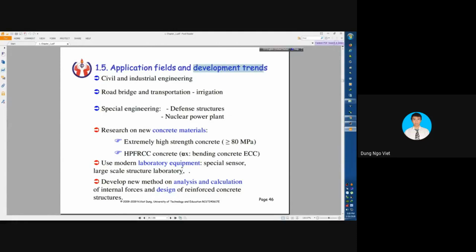For the development trends, we have many research directions, like research on new concrete materials. They do research on extremely high strength concrete with strength bigger than 80 megapascal, or bending concrete is another research direction.